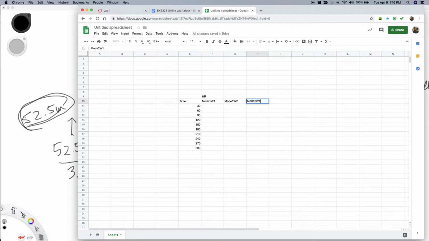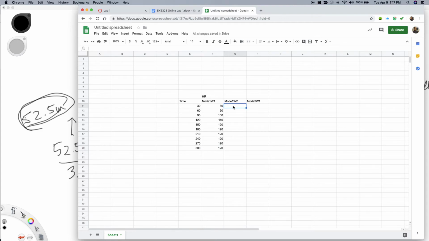Now in mode 2, let's say you change weight, but you keep the length of time the same. But now it's a heavier load. So you start at 90, you go to 110, you go to 120, 125, 130, 135, and then you level off at 135.